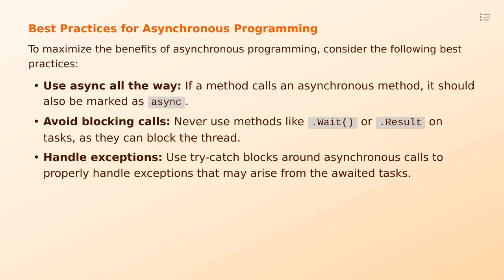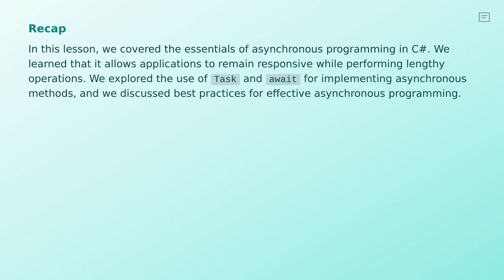Finally, handle exceptions. Use try-catch blocks around asynchronous calls to properly handle exceptions that may arise from the awaited tasks. In this lesson, we covered the essentials of asynchronous programming in C#. We learned that it allows applications to remain responsive while performing lengthy operations. We explored the use of Task and await for implementing asynchronous methods, and we discussed best practices for effective asynchronous programming.